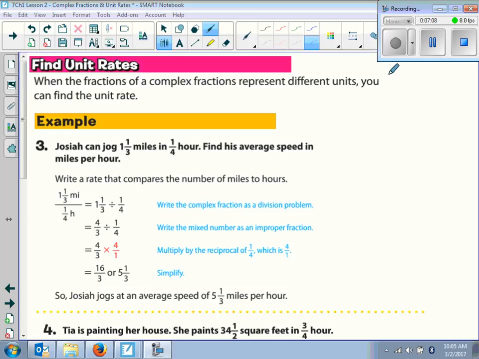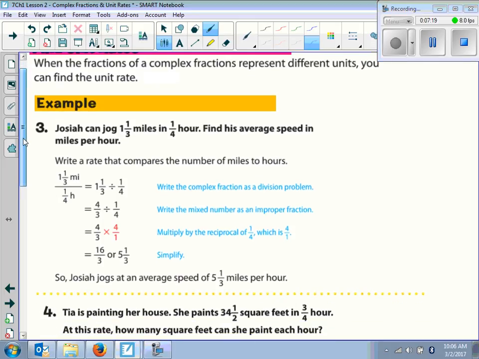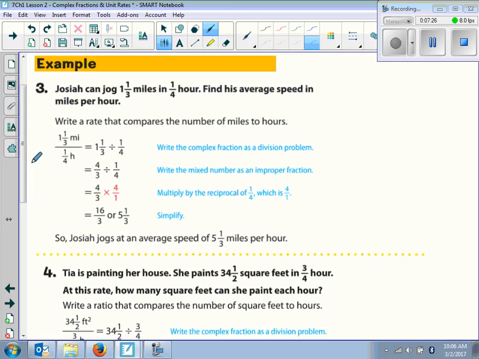Okay? So Josiah can jog 1 1/3 miles in 1/4 of an hour. Find his average speed in miles per hour. So here it says write a rate that compares the number of miles to hours. So we're comparing miles to hours. So here's the miles, 1 1/3 on the top, to hours, 1/4 on the bottom. Now, we're going to rewrite that as division. So that's 1 1/3 divided by 1/4.